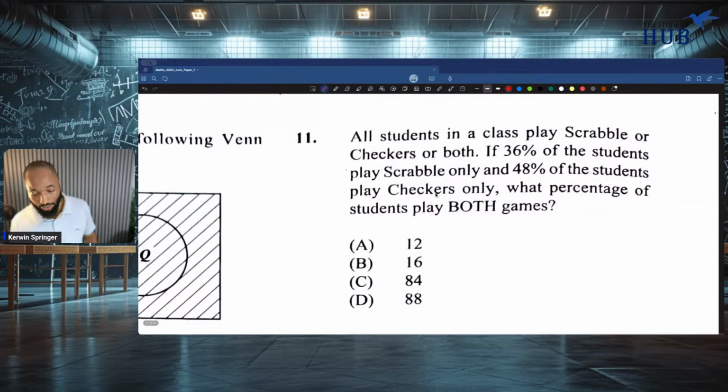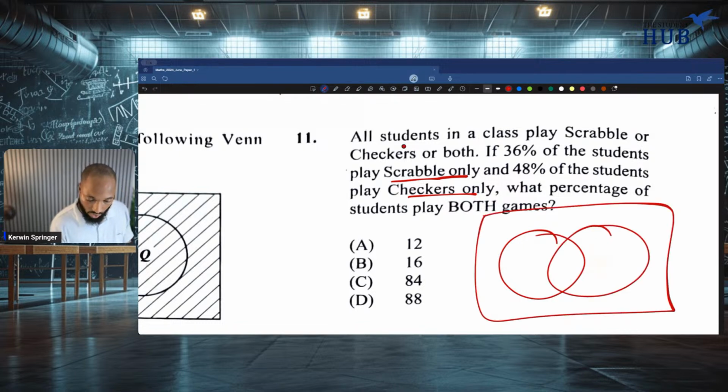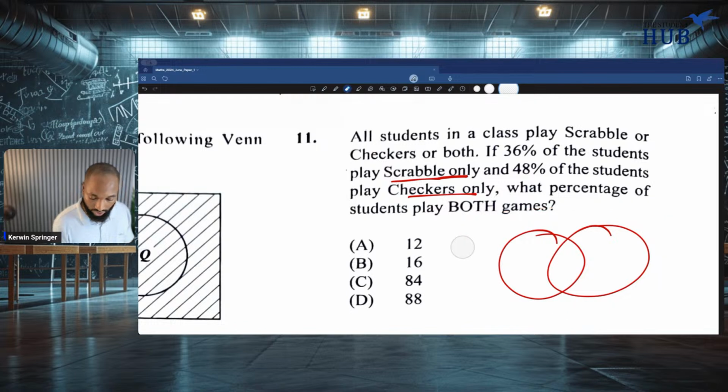But the important thing to take away with multiple choice is the correct answer and how I get to the correct answer, right? Because remember, multiple choice repeats. All students in class play Scrabble or checkers or both. If 36% of the students play Scrabble only, and 48% play checkers only, so I have these two. There's nothing on the outside here because all students play Scrabble or checkers or both. So I don't need to draw that universal set. I can just draw the two, put Scrabble here, put checkers there. And what it's saying is this region, I'm highlighting the region of Scrabble only. And what percentage is checkers only.